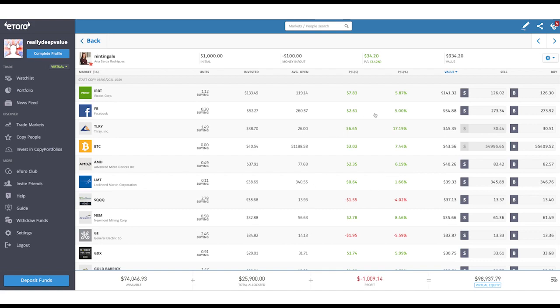And I want to show you what you can do, the features here, and the settings cogwheel. So you can add funds, so increase the 1,000 we've already got copying. Remove funds to draw down some of your profits. Hopefully you've got some profits. Take some money out.